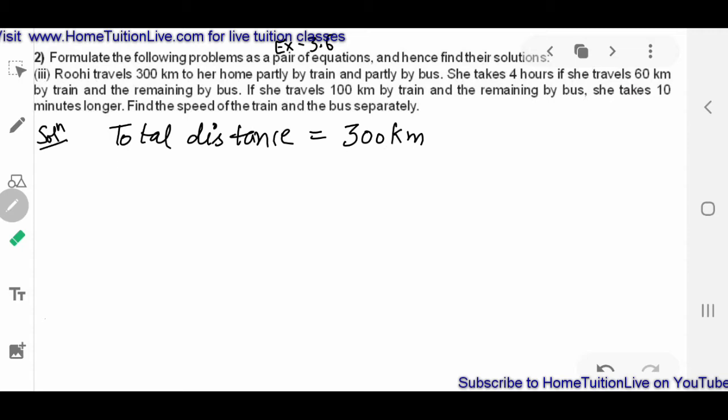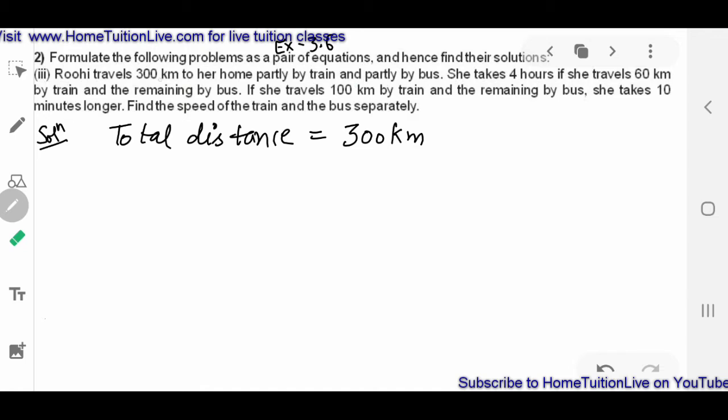In front of us, we have question 2, third part of exercise 3.6. Formulate the following problem as a pair of equations and hence find the solutions. So first we have to create the equations from this problem and then we have to find the solution for the equations. So what is the question?